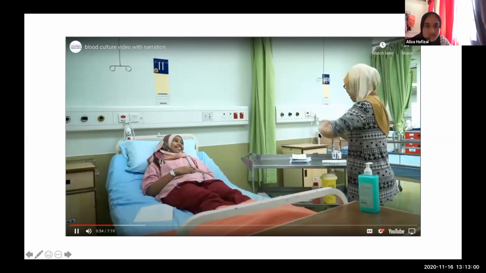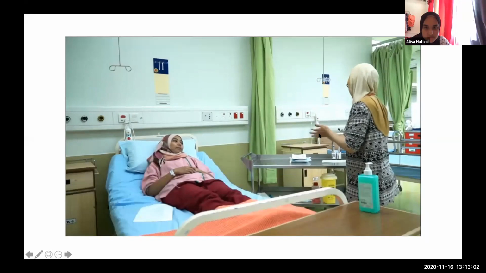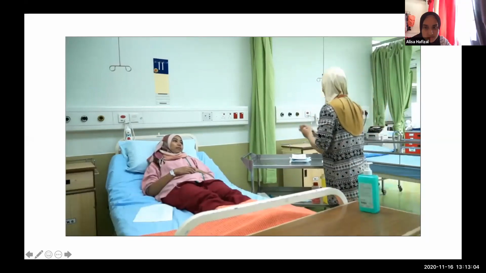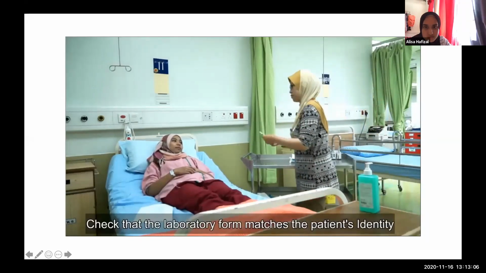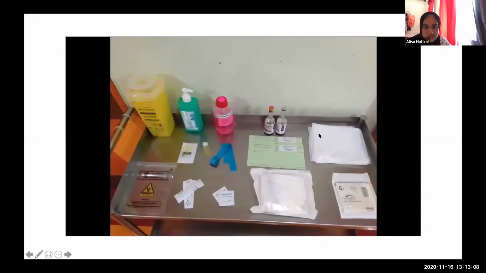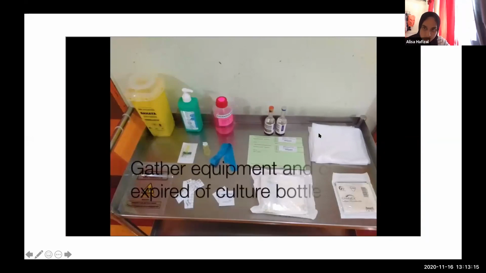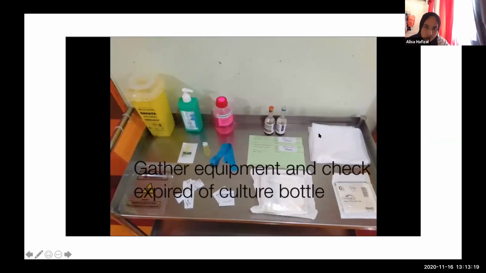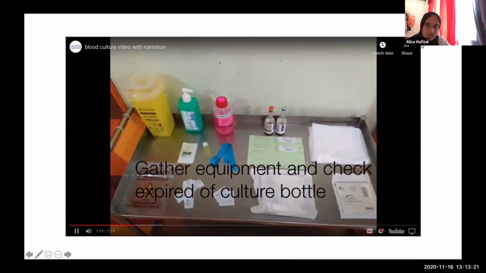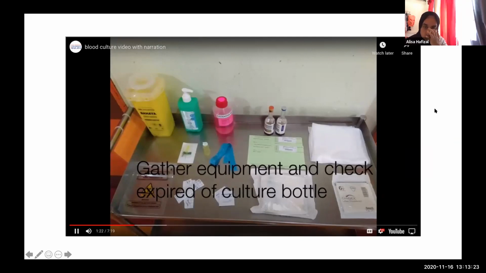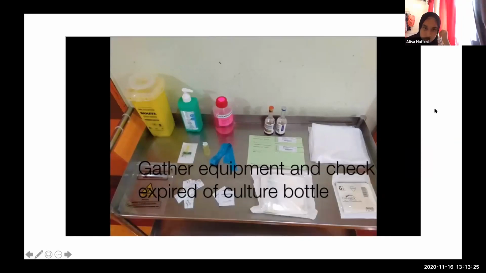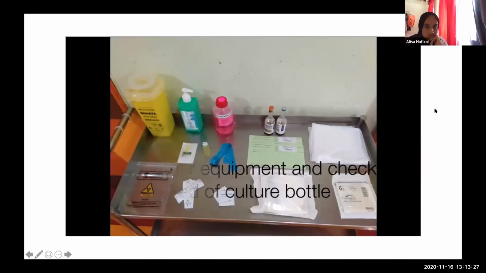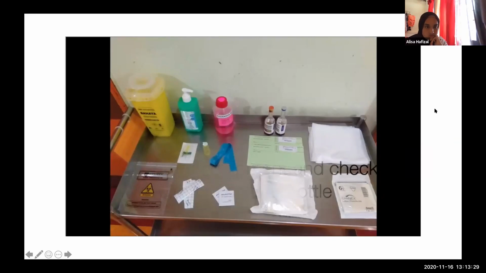Rub upon entering patient area. Check that the laboratory form matches the patient's identity. Get the equipment and check expiry dates of culture bottle. Disposable dressing set, blood culture bottle, aerobic and anaerobic, sterile gloves, disposable plastic apron, butterfly needle, tourniquet, alcohol hand rub, alcohol swab, chlorhexidine 0.5%, sharps container, gauze, hypafix, and lab request form.